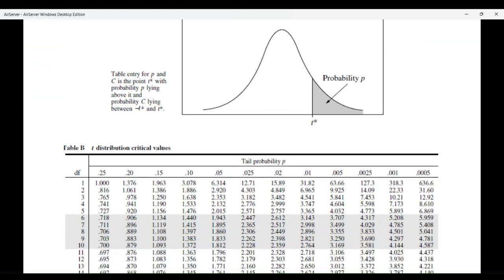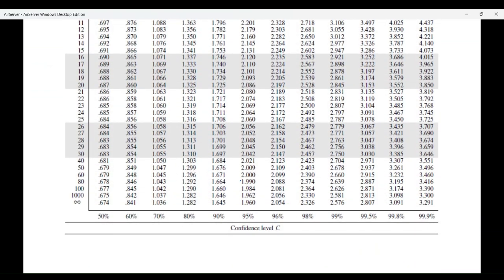In the chart, as you go down, it's going to go by ones, but eventually when you get down to 30, it starts going 30, 40, 50, 60, and so on. It's going to start skipping over numbers. And you'll notice that there is no 49.